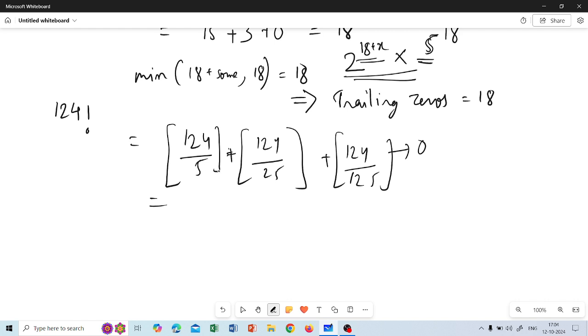I have to divide by 5. 120 is the last multiple. So 5 times 24 is 120, that is 24. Then 25 times 4 is 100, so 4, plus 0. That's how it goes. 28 trailing zeros. So you can see that the number of zeros is increasing.